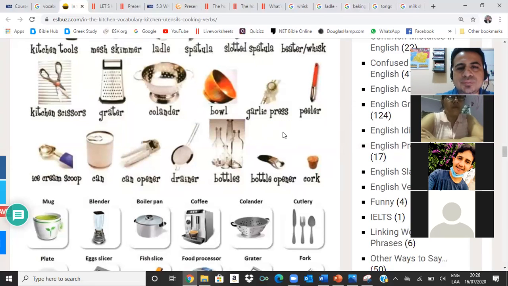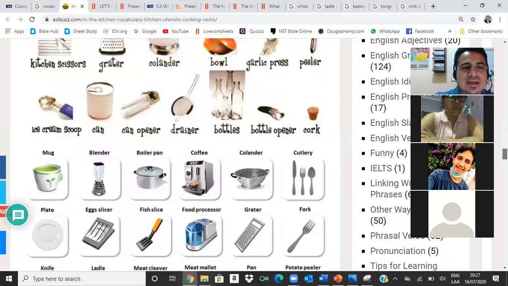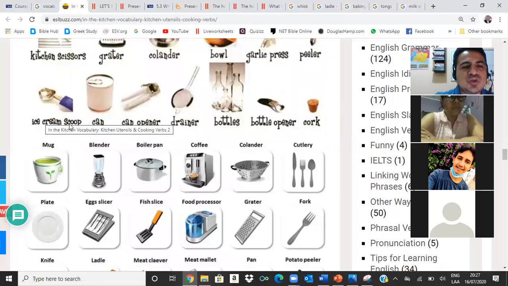Garlic press, para el ajo. Peeler. For example, to clean the potatoes, to clean the carrots. Apples, mangoes. Ice cream scoop. No, no soup, ese sopa. Ice cream scoop. Very good.